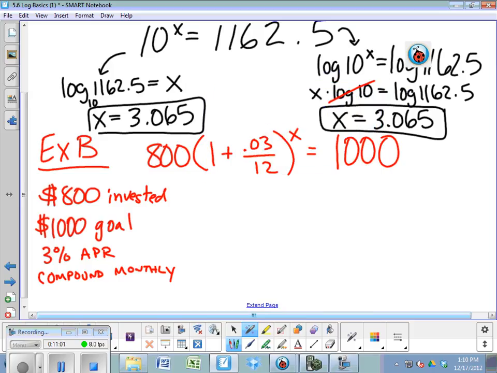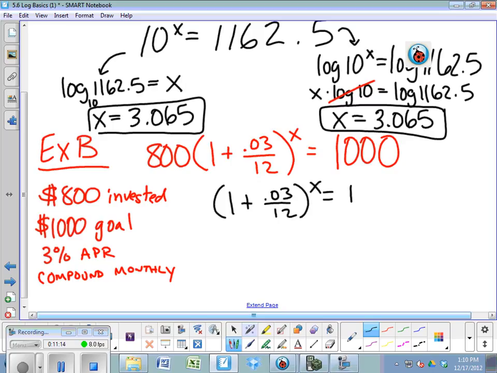So what we're going to do is the order of operations in reverse. We're going to divide out the 800 first. And what do you get? The x equals 1.25. Okay, good. Then what? Do the stuff in the parentheses. I think that came to 1.0025. Agree?